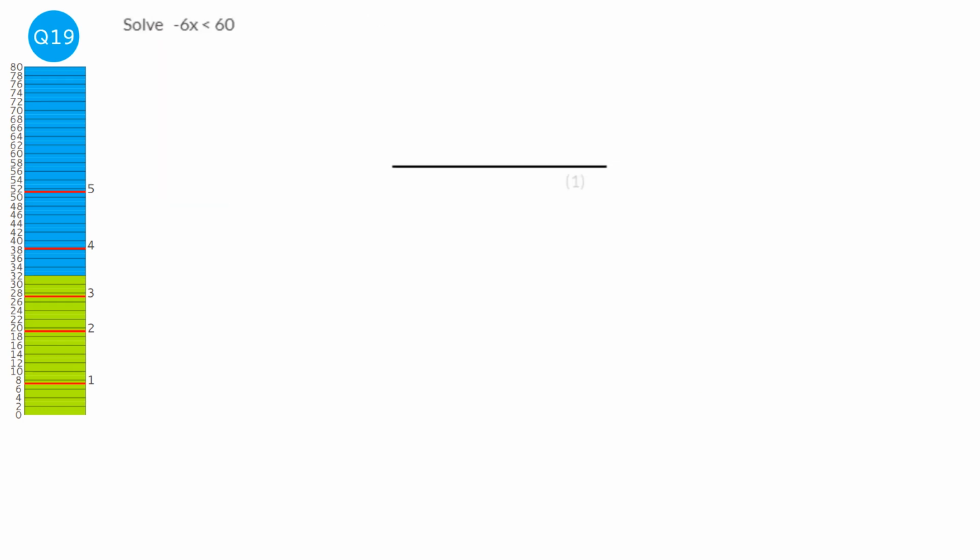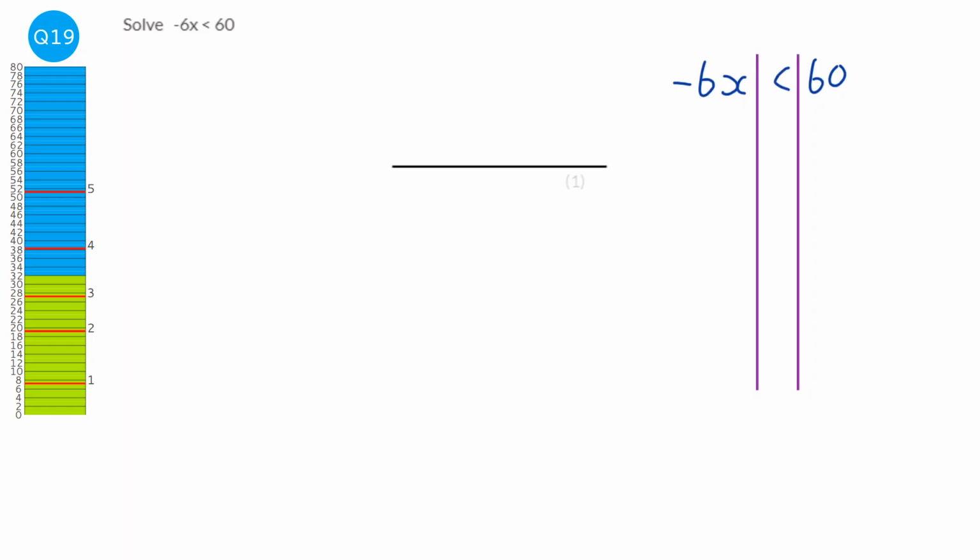Okay, so we're going to start by writing this out a little bit bigger, give us a bit more space. So it's minus 6x is less than 60. And we're going to do our tram lines down. And we're going to start by dividing both sides by minus 6. Because that's what this is doing, it's timesing the x by minus 6. So we're going to divide both sides by minus 6. So that gets rid of the minus 6 on the left hand side.